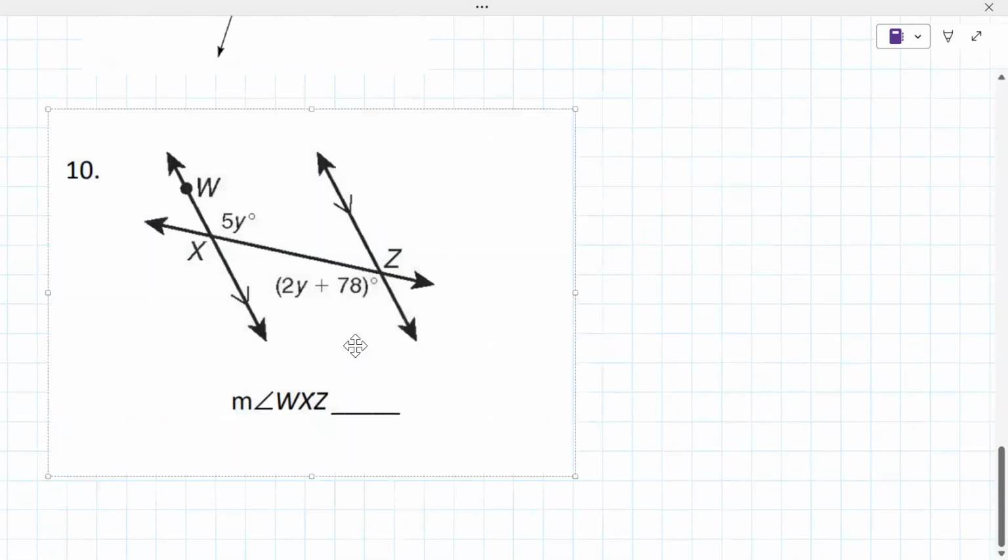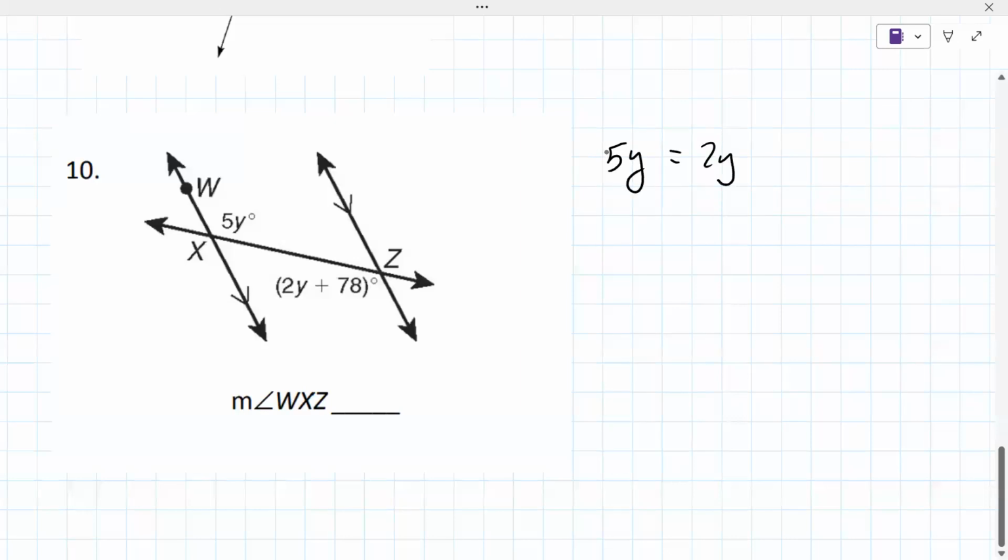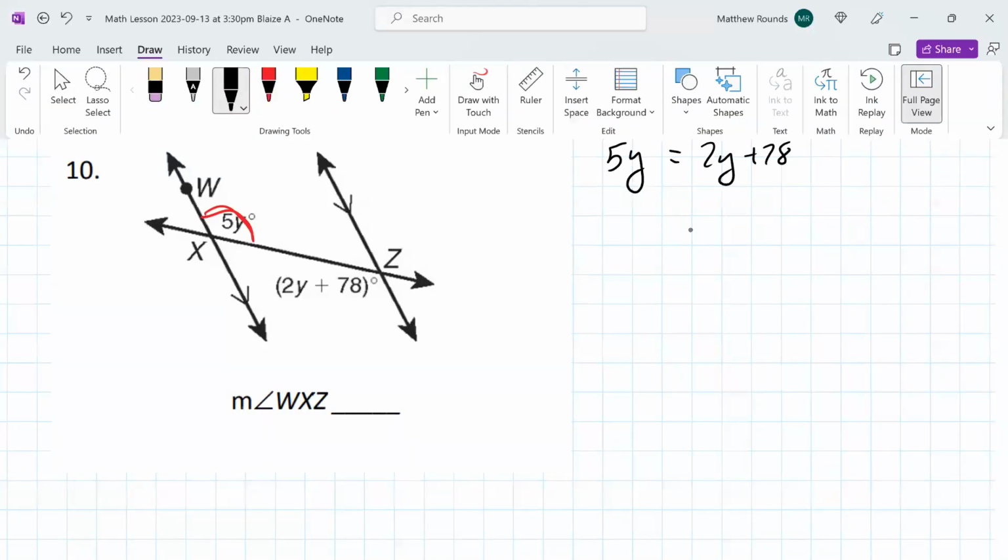So in the next couple of examples, these are alternate interior angles, so you're going to set the equations equal to one another. Give that a try, please. 5y, 3y, 78 divided by 26. Y equals 26. The y is 26, but they want the measure of angle W. WXZ. It doesn't matter which one, because they're the same. 130. Yeah, that sounds correct.